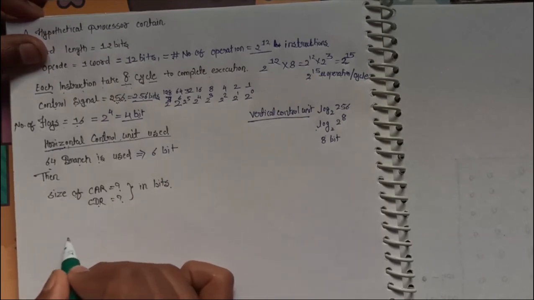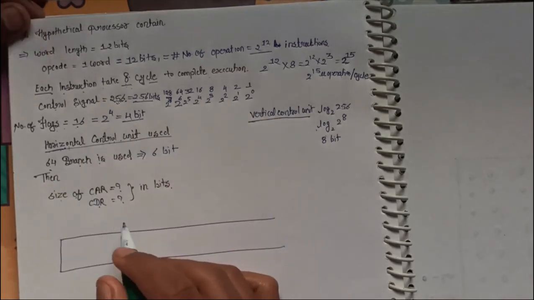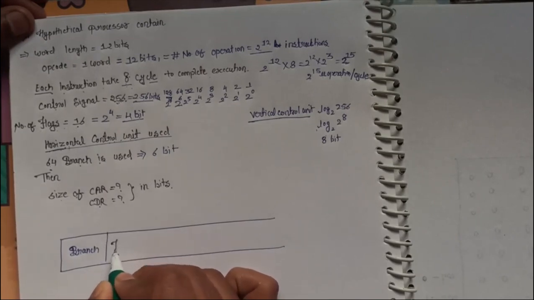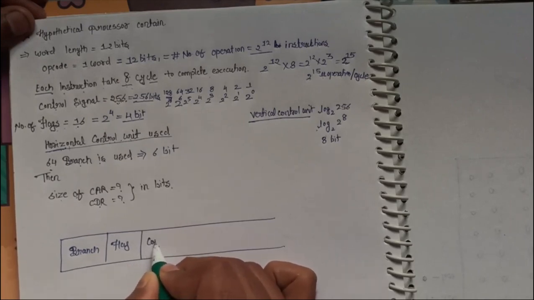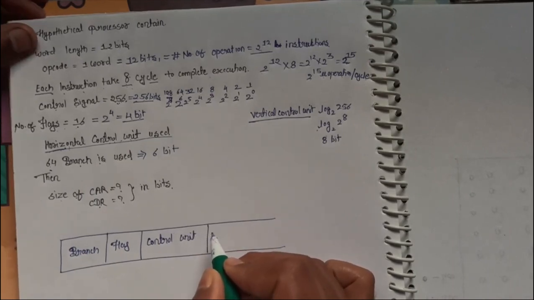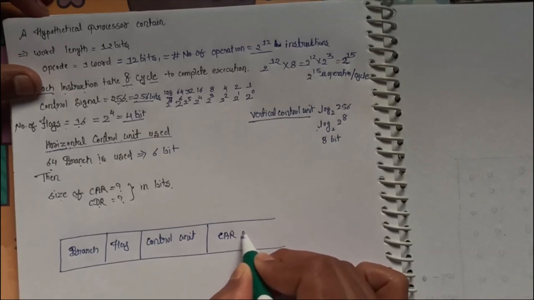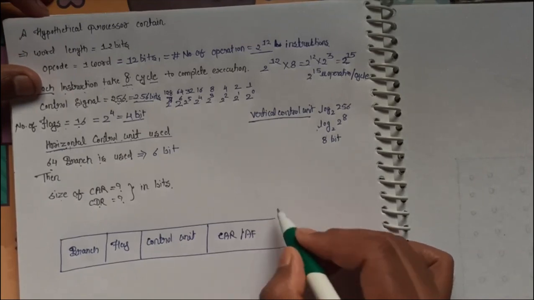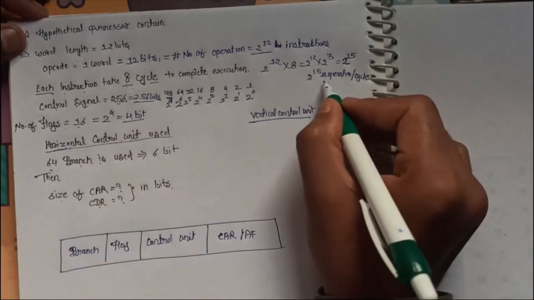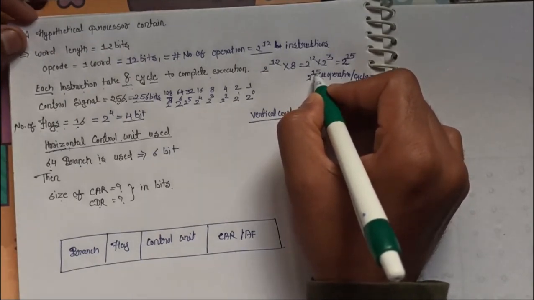Now we have to get the size of CAR and CDR. Now let's create a format of this micro instruction. So first of all, the branch instruction will come, then the flag, then the control unit, then what's the remaining function? The CAR, or we can say the address field, is there. So we already know how many micro operations there are. 2 to the power 15 micro operations are there.